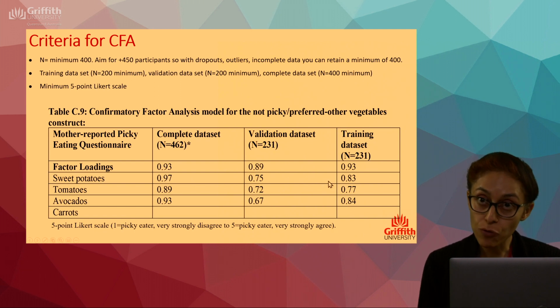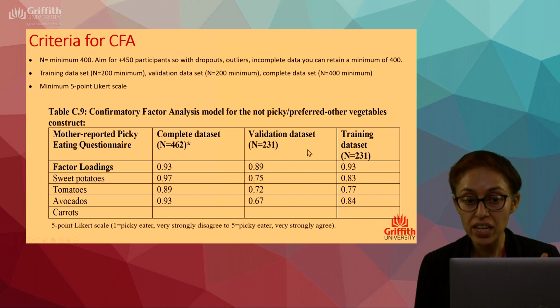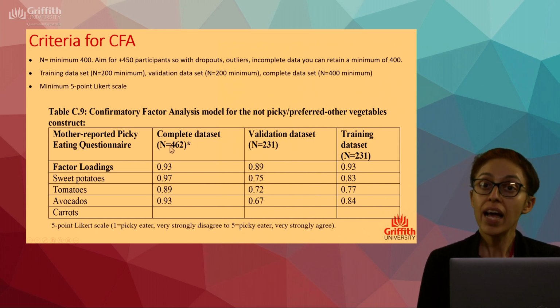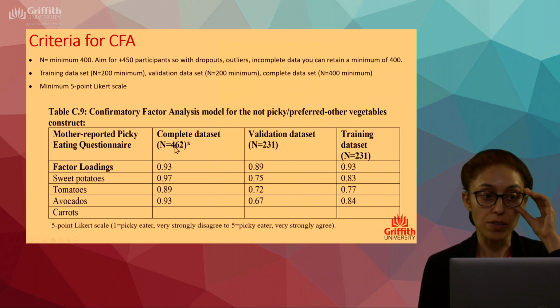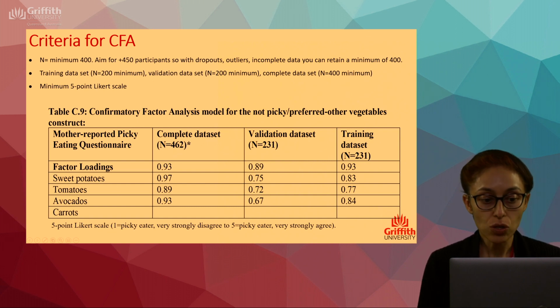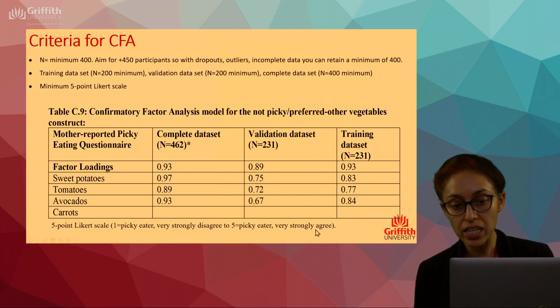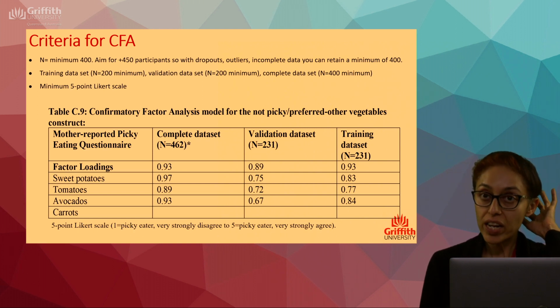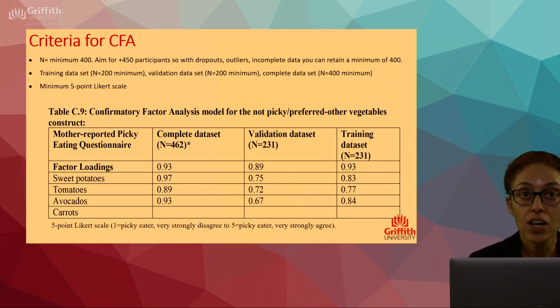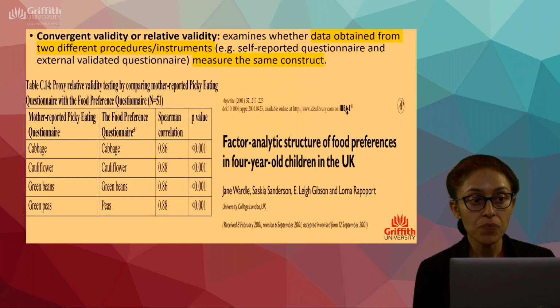Okay, then you have your other criteria for confirmatory factor analysis, which is you need a minimum sample size of 400 participants. You do it in 3 levels: training data set 50% of the population, validation data set 50% of the population, and then the entire population together. And you need a minimum of 5-point Likert scale. Okay, so this was my Likert scale, picky eating to say 5-point Likert scale to very strongly agree to very strongly disagree, picky eating. Okay, so I hope guys this has been helpful and this has been meaningful.